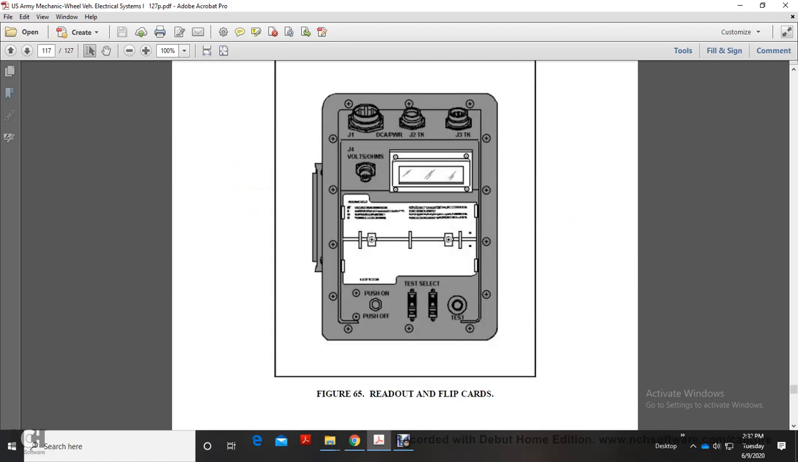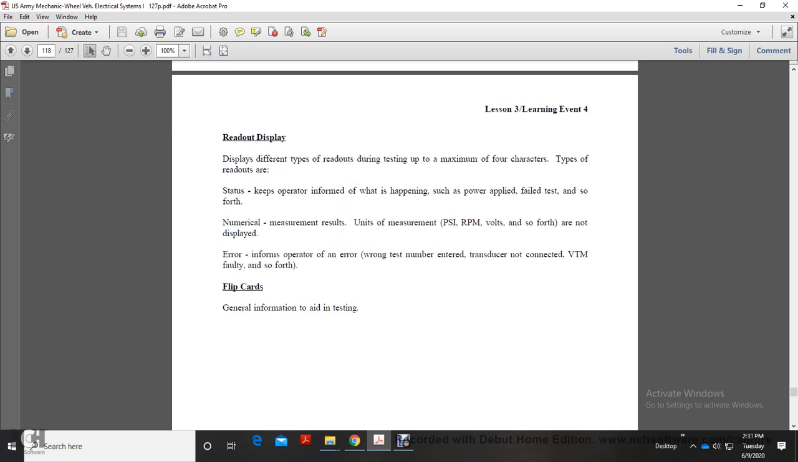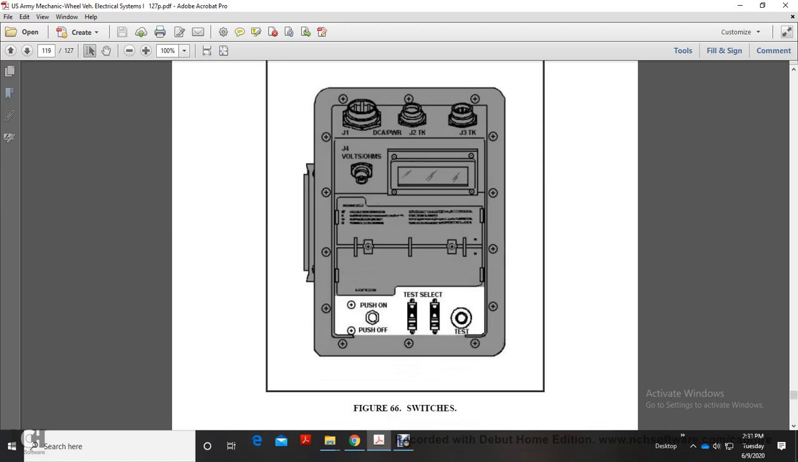And this shows the readout flip cards. Or readout display. The display shows different types of readouts during testing, with a maximum of 4 characters. Types of readouts are status, to keep the operator informed of what is happening, such as apply or fail tests, and so forth. Numerical measurement results of PSI, RPM, volts, and so forth are displayed. And an error informs the operator that the wrong test method was entered, or the transducer is not connected, or the vehicle test meter is faulty, and so forth. Flip cards are general information to aid in testing.